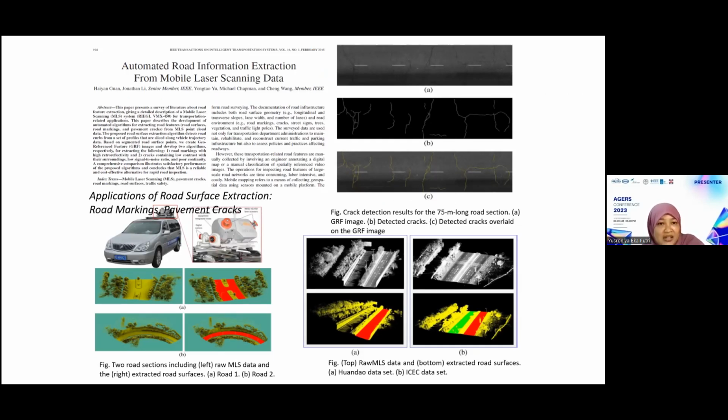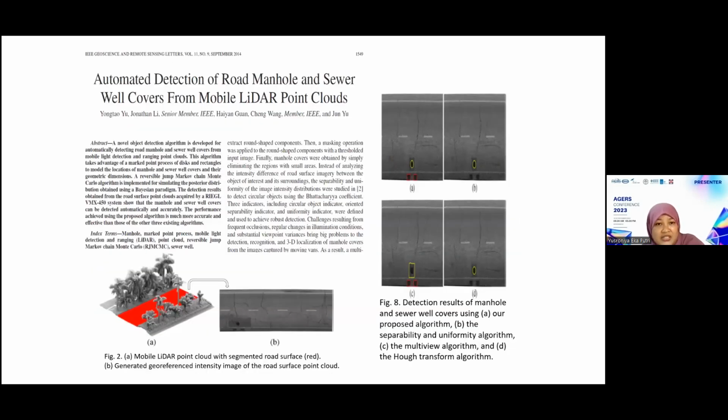Maybe the next step, if we can get deeper research, we can get laser scanning data for the collection of the data. I think there are many points of previous research that can be collected by LiDAR point clouds. So the novelty of my research is the use of LiDAR in a smartphone. Maybe that's all I have, I think.